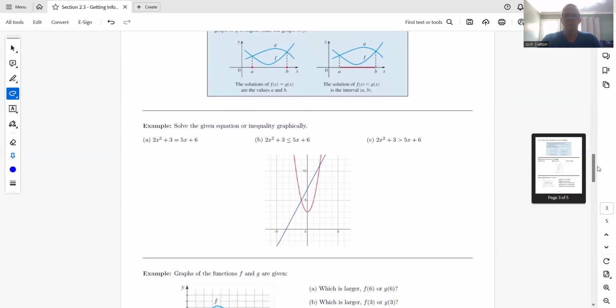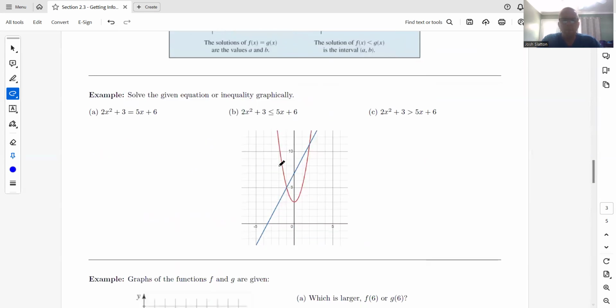So we're solving 2x squared plus 3 equals 5x plus 6, and then we're going to go with the inequalities. So for this one, where do they equal? And maybe we need to zoom in a little bit. So where do they equal? They equal each other right there, and they equal each other right there. So we're looking at the x, because obviously when you solve this equation, you're solving for x. So the x where they equal is -1, and this one would be 2. Okay, so that's where they're equal.